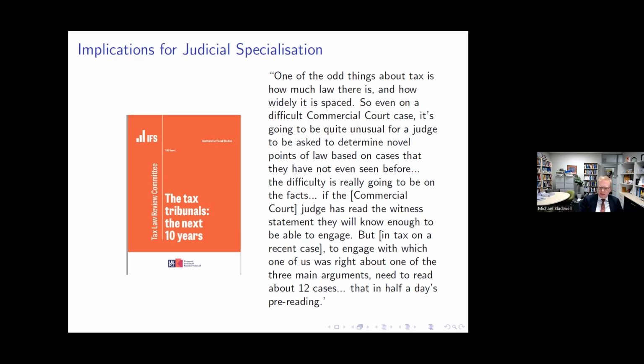But in a recent tax case, to engage with which one of us was right about it, on one of the three main arguments, the judge needed to read about 12 cases. That in half a day's pre-reading. Because you only allocate half a day, essentially, to prepare and read for a tax case like that. And so the question being, is that actually typical that you're required to read 12 cases to prepare for a tax case?